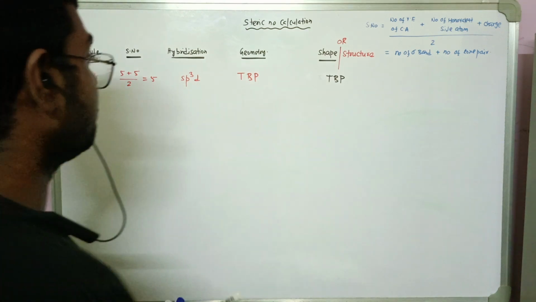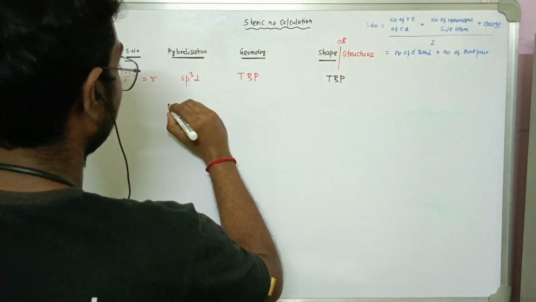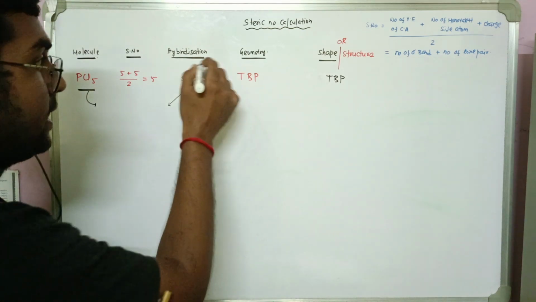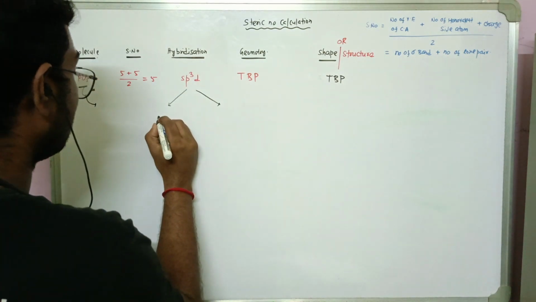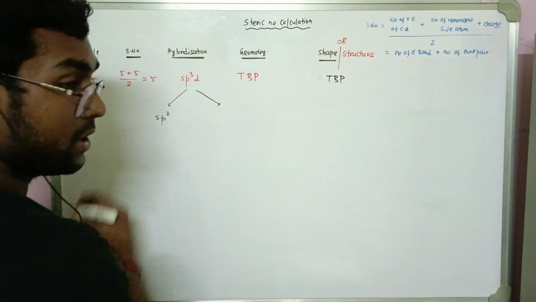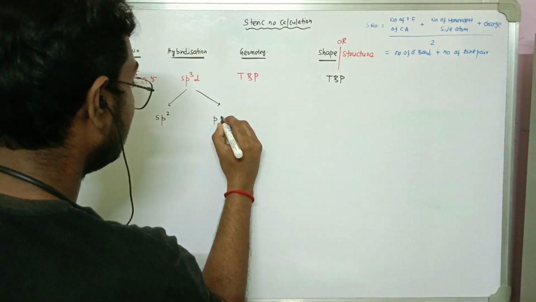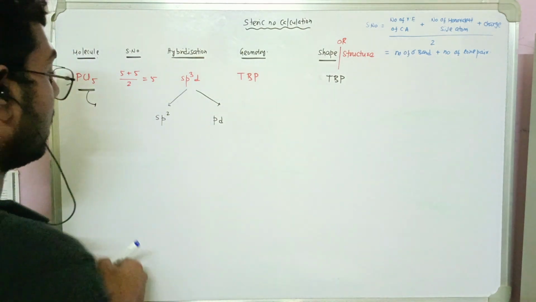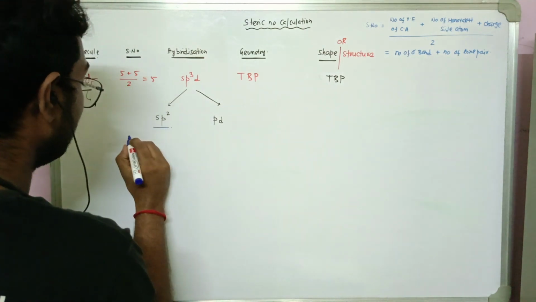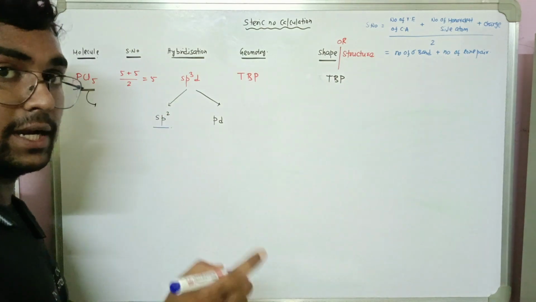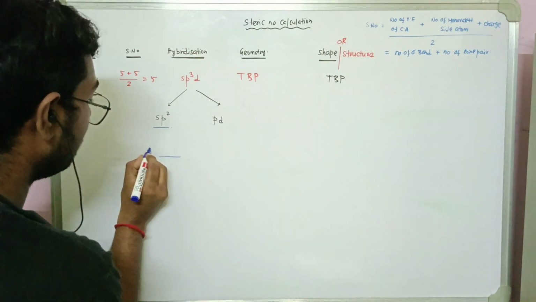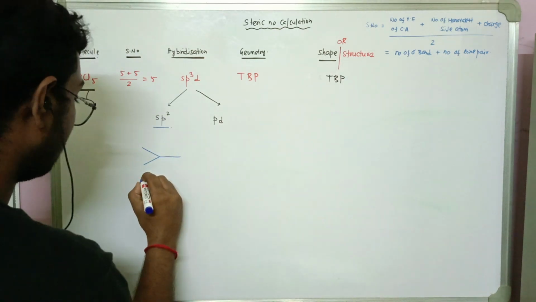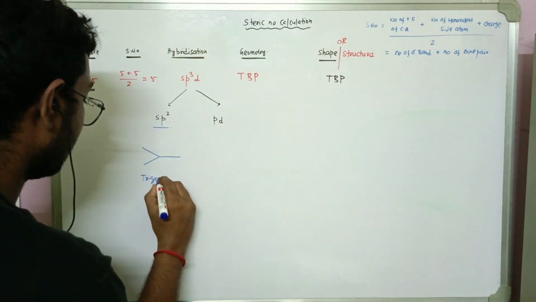So let's look at the sp3d hybridization again. If we talk about the sp3d hybridization, it is not a single hybridization. I would like to consider it as an sp2 hybridization and a pd hybridization. Why am I saying so? Because we know for sp2 hybridization, the steric number is 3, so the geometry will be something like this, right? And thus this shape is called trigonal planar.